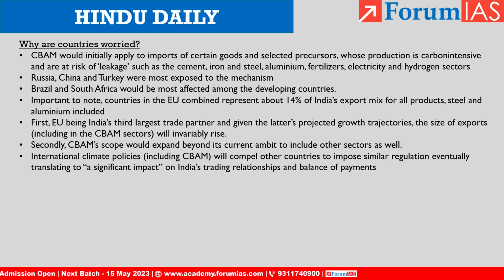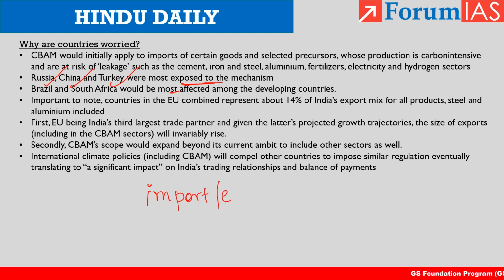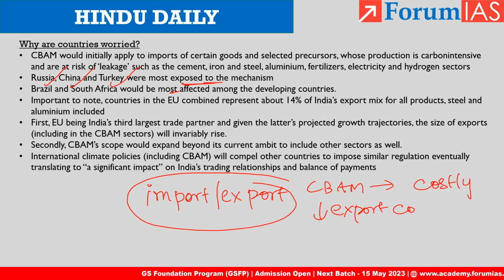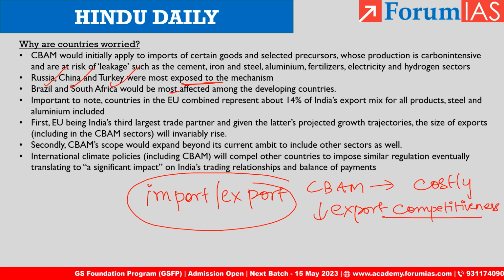So, what will this cause for other countries? Because of this CBAM, other countries are worried. Why? Because, see, countries like Russia, China, Turkey, they are all exposed to the mechanism. So, what happens is the import competitiveness, I write here, import export is there. And if CBAM is implemented, then it will make the goods costly. So, it will reduce the export competitiveness. So, this might reduce the amount of exports to EU. And by virtue of that, these countries which are exporting most to the EU will be affected.